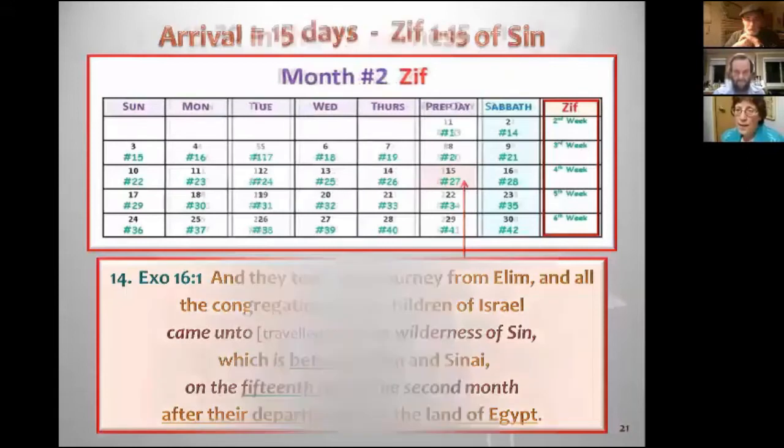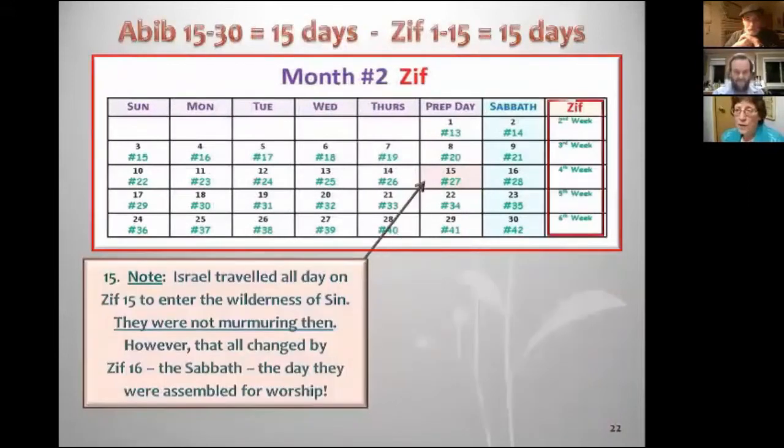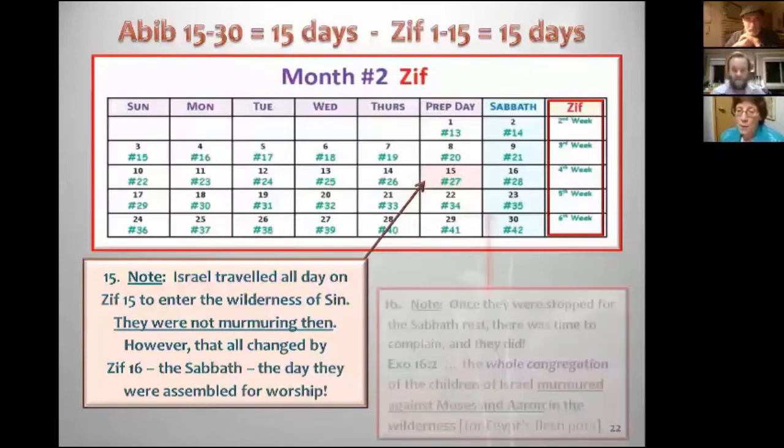We'll go to the next slide. Don't forget, this is just your review here for your Omer count. So they traveled all day on Ziph 15, right here, to enter the wilderness of Sin. This is not the wilderness of Sinai. This is the wilderness of Sin. They were not murmuring all that day. However, that all changed by the next day, Sabbath, on the 16th, the day that they had stopped to assemble for worship.